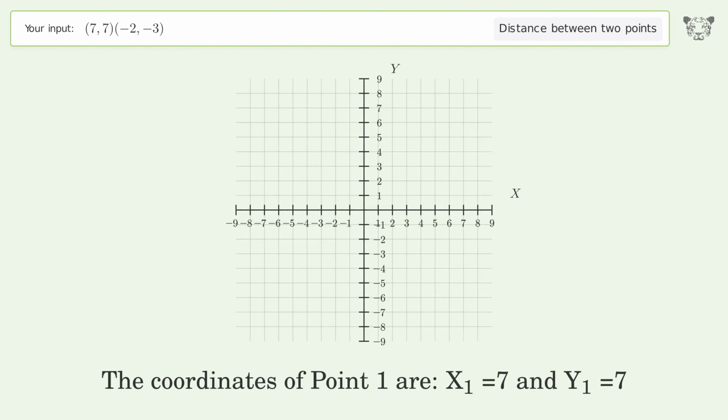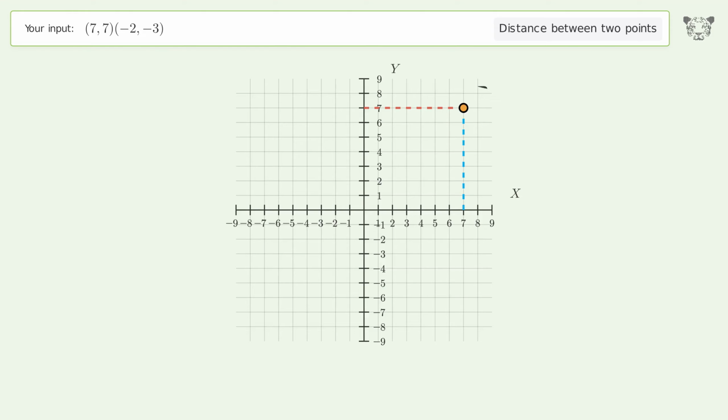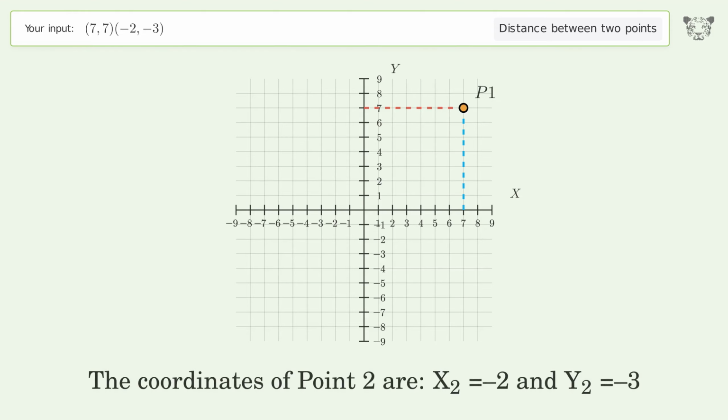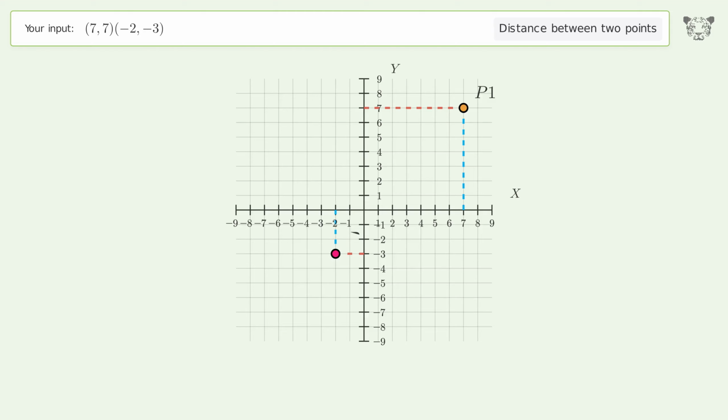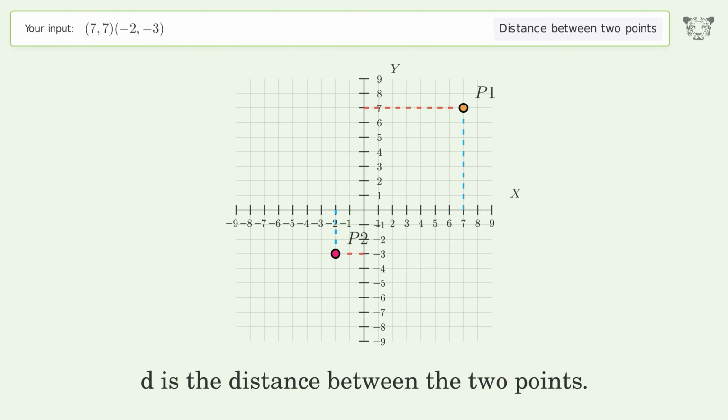The coordinates of point 1 are x1 equals 7 and y1 equals 7. The coordinates of point 2 are x2 equals -2 and y2 equals -3. D is the distance between the 2 points.